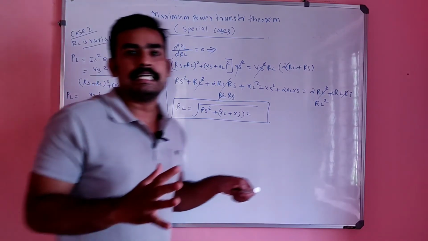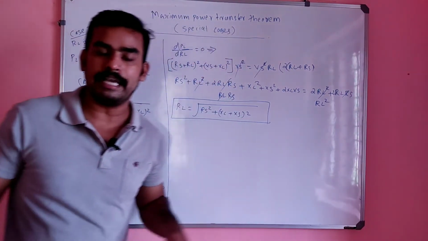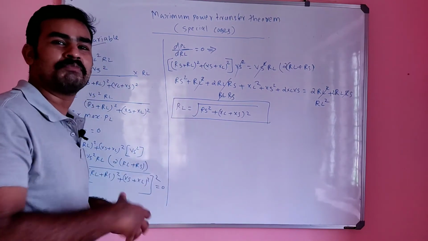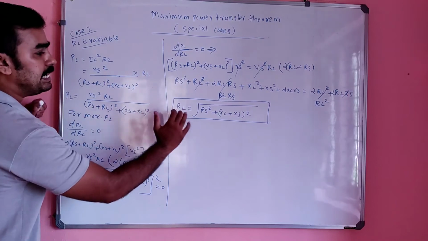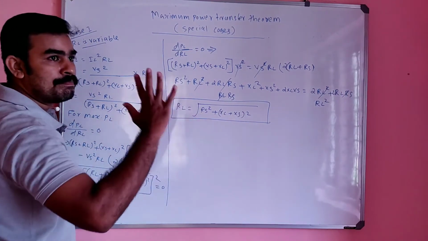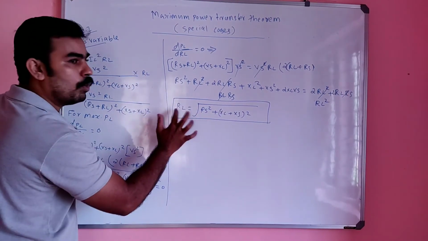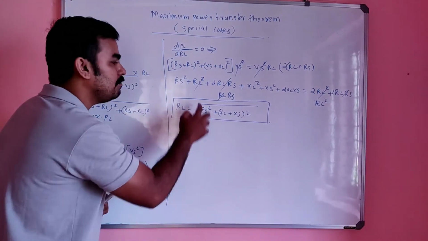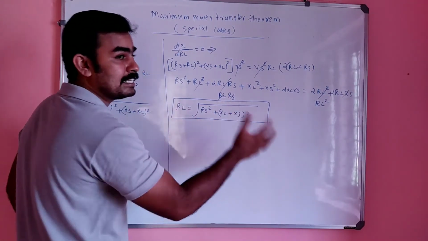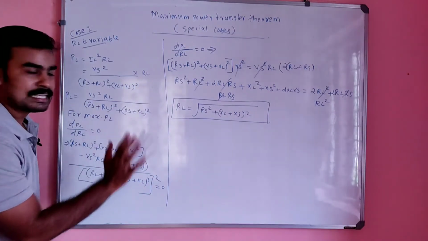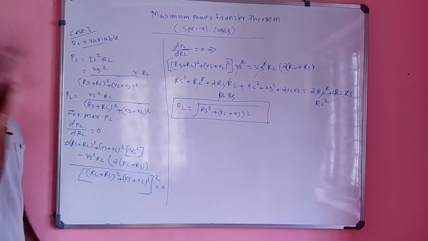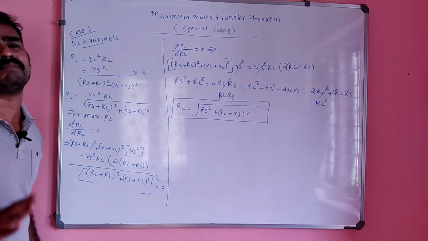Not always are we dealing with a DC circuit. Sometimes you may be dealing with an AC circuit also, and there also you have to apply the maximum power transfer theorem. So the condition of the load RL for maximum power transfer will be RL equal to root of RS square plus XL square, which means under this value only maximum power transfer will happen in an AC circuit.